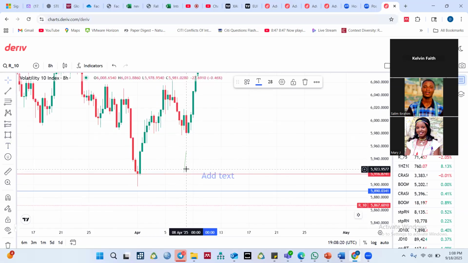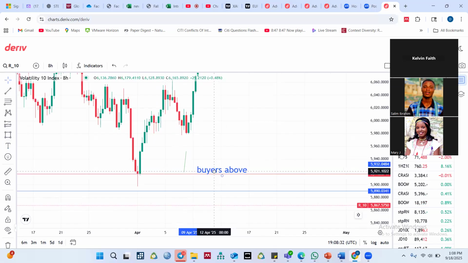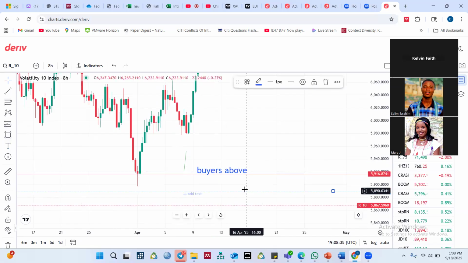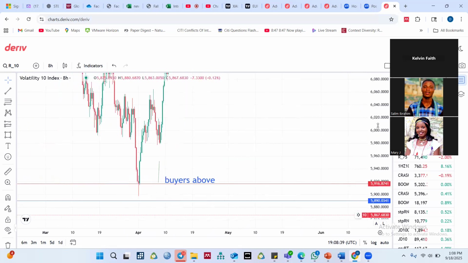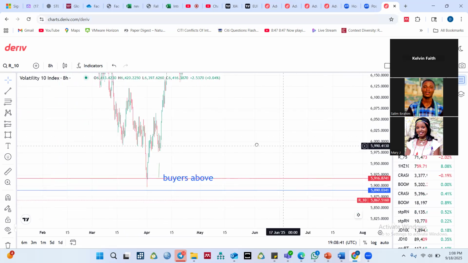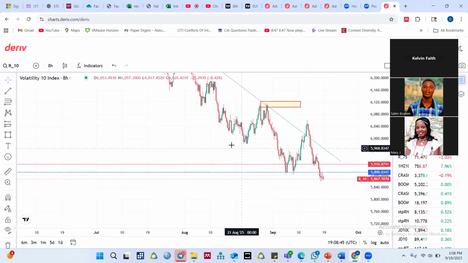So there are, what can we say? There are buyers above. Buyers above this red line. So how do we know that there will be sellers below that red line? It's only when price tells us that there's going to be sellers below that line.